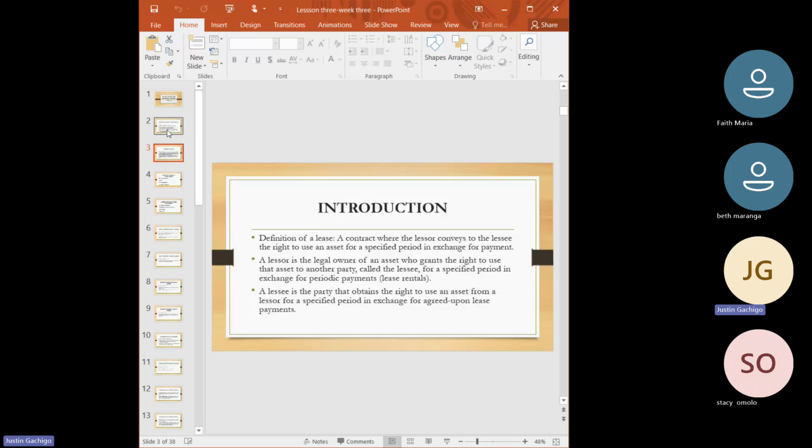The lessee is the party that obtains the right to use an asset from a lessor for a specified period in exchange for agreed upon lease payments. So a lessee is the person who is given the right to use that particular asset. You as the tenant, you are the one who is called the lessee.